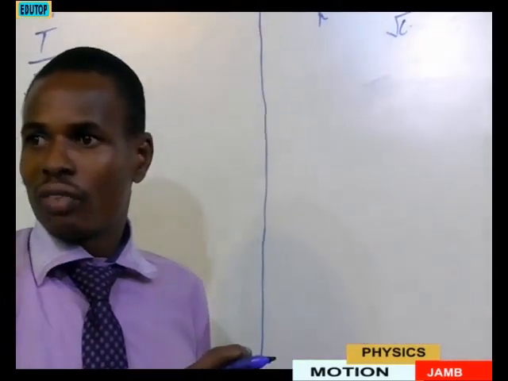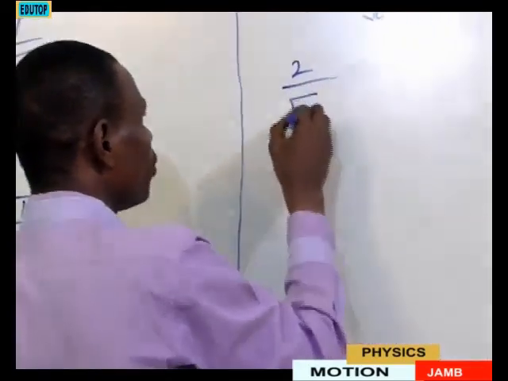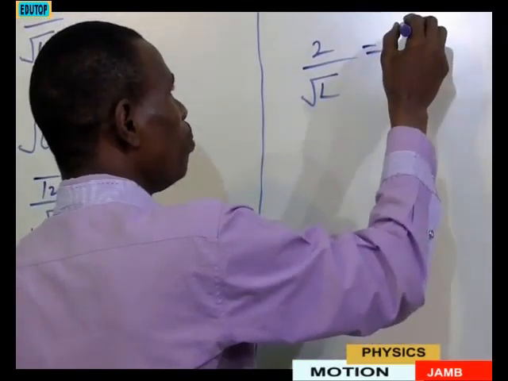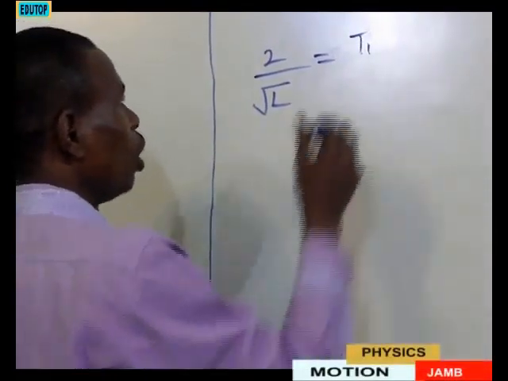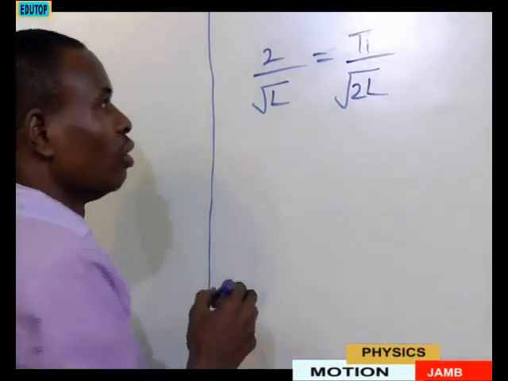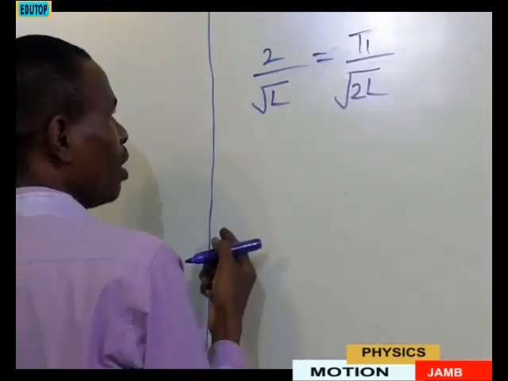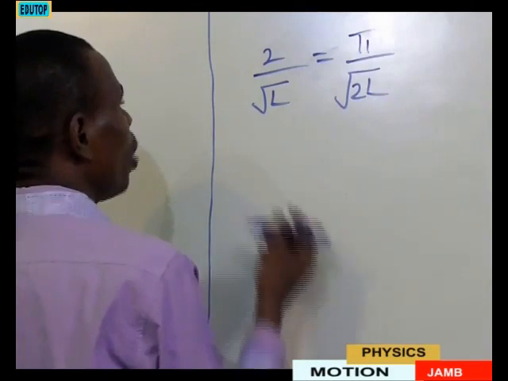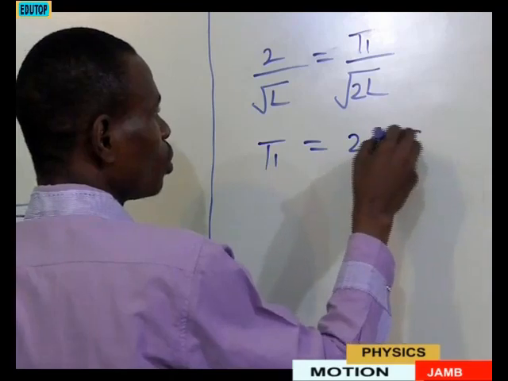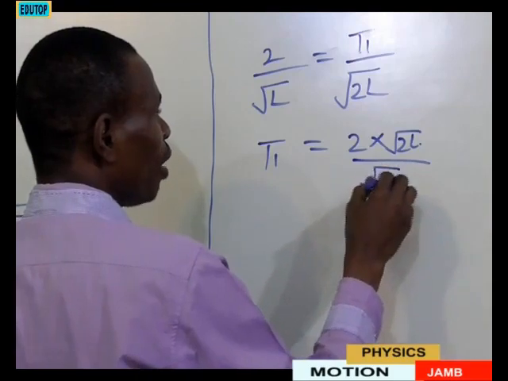For the first pendulum, before we double the length, the period is 2, for the normal length L. Which is equal to, what will now be the period of the same pendulum when the length is doubled? The length is doubled means you are going to have 2L. Okay? From here, let's calculate the value of the period, T1. T1 will now be equal to 2 times the square root of 2L divided by the square root of L.